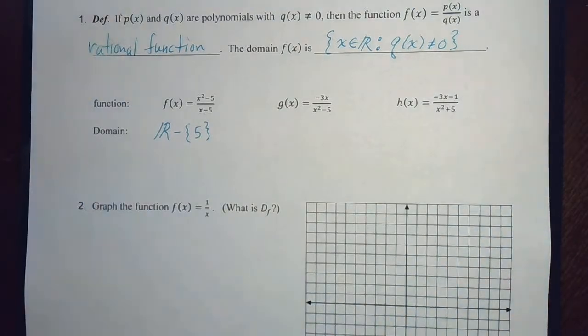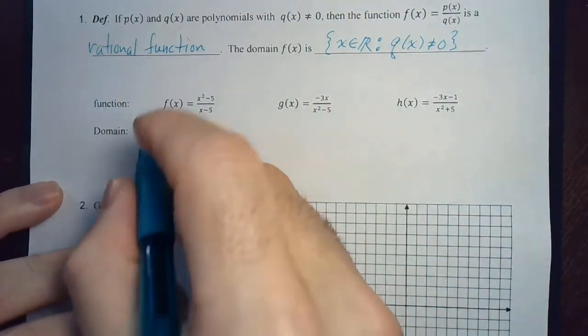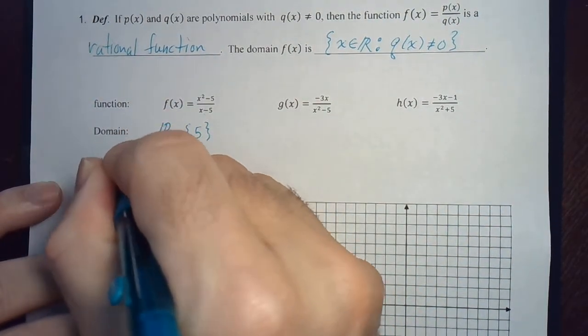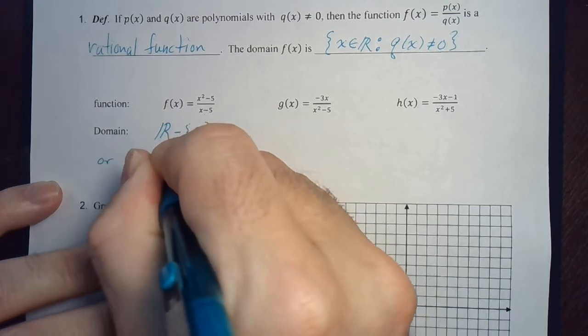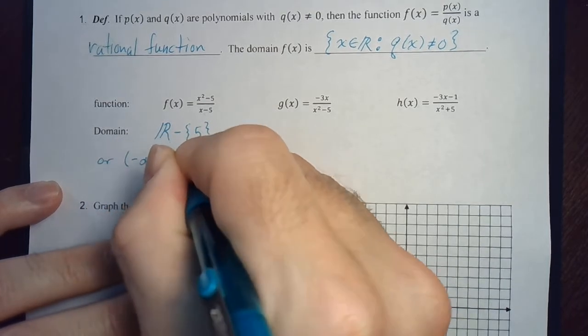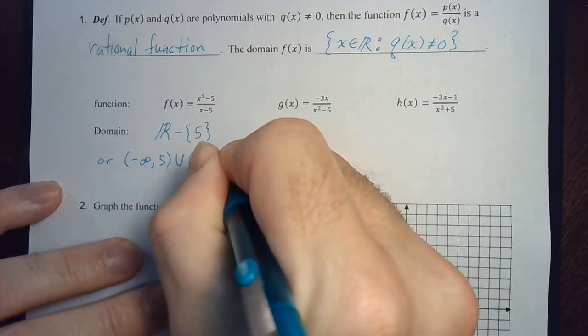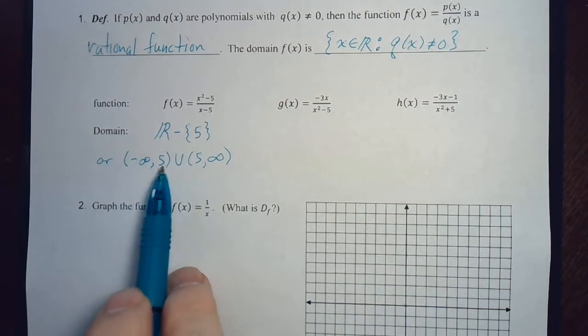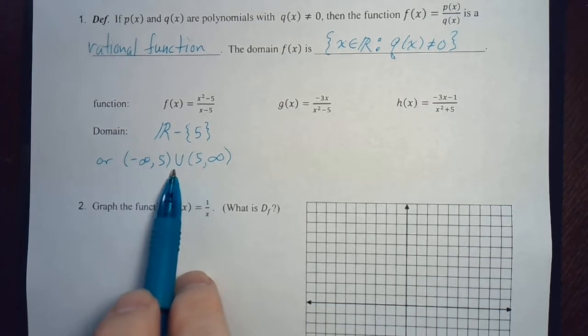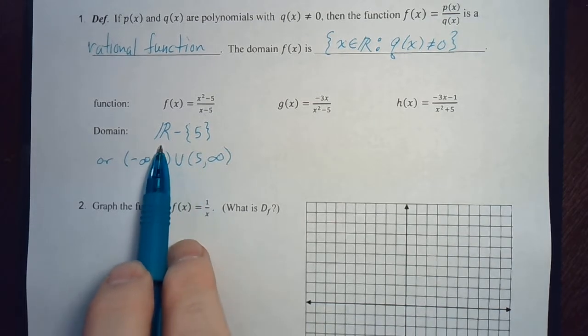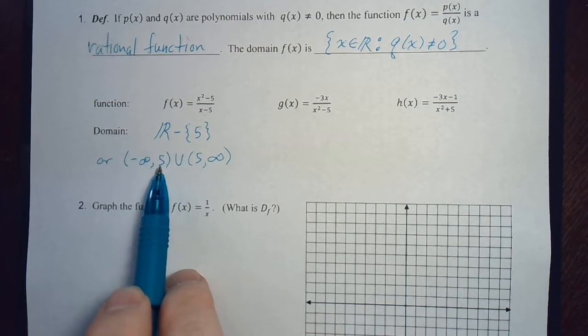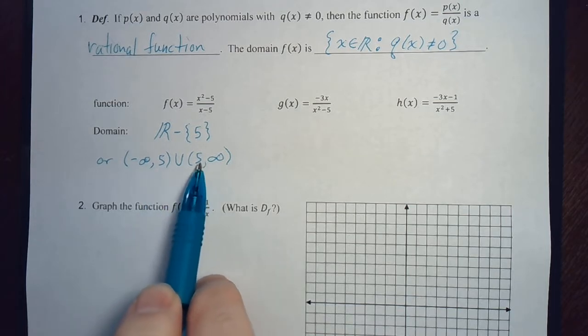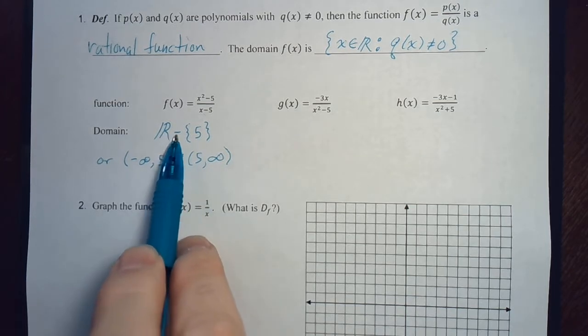the one number 5. Another way of writing that would be negative infinity up to 5 unioned with 5 to infinity. This is the entire real line. The only number not included in one of these intervals is 5. Remember, this parentheses means this is an open interval. 5 is not included in this set, nor is it included in this set. So you can write the domain either way.